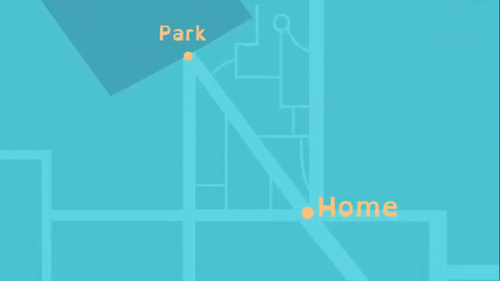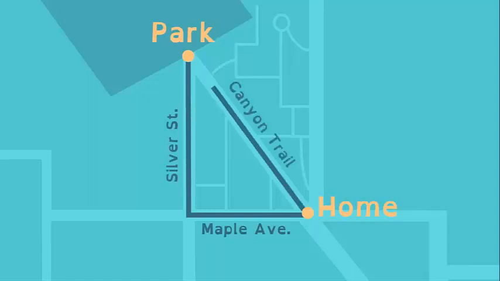Lucy usually bikes to the park along Maple Avenue, then up Silver Street. Is Canyon Trail shorter? She knows the two legs, Maple Avenue and Silver Street, are 3 and 4 miles long.